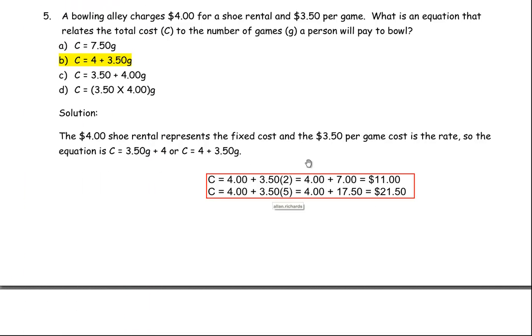So the $3.50 gets multiplied by the number of games, and then that gets added to the shoe rental, the fixed amount. So that's why B is the correct answer. Now it also could be written like this. We could write 3.50g plus 4, and that would be the same equation.